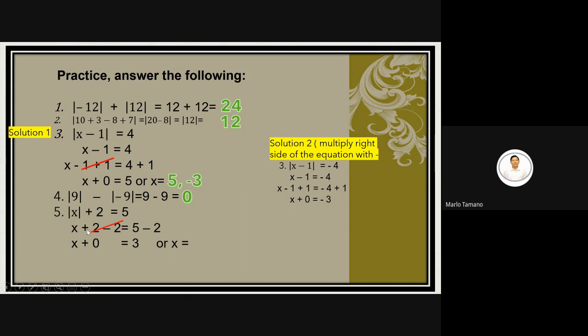Ano bang kabaliktaran ng positive 2? Di negative 2. Tama? Pero kung ano pong gusto nyo ibawas sa left side ng equation, dito naman sa right side, minus 2 din. So kaya positive 2 minus 2, that is 0. Equals 5 minus 2 is 3. Okay po? Ang solution po natin ay x is equal to 3. So our answer is 3 and negative 3.